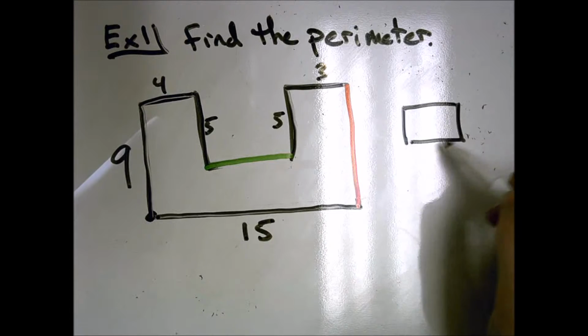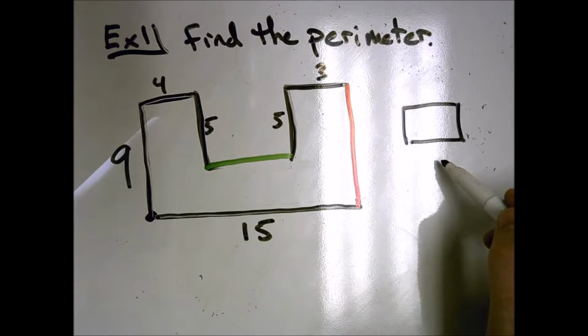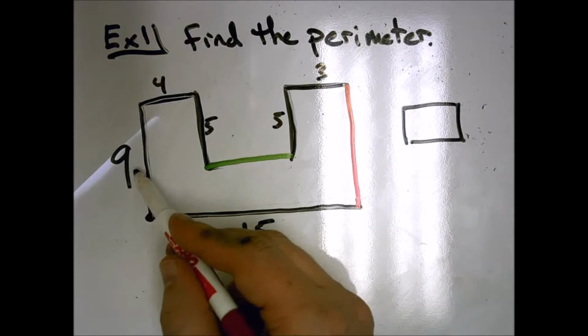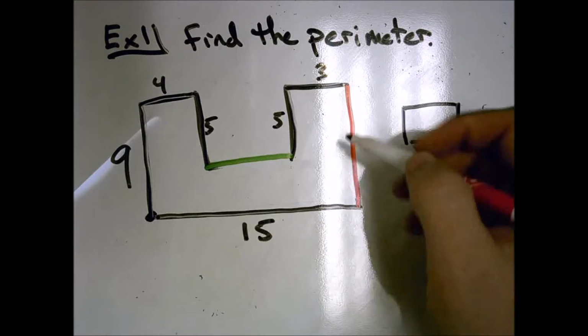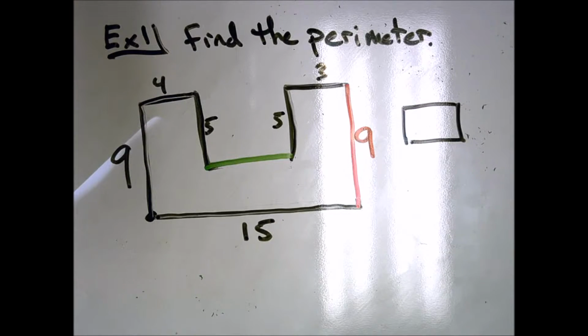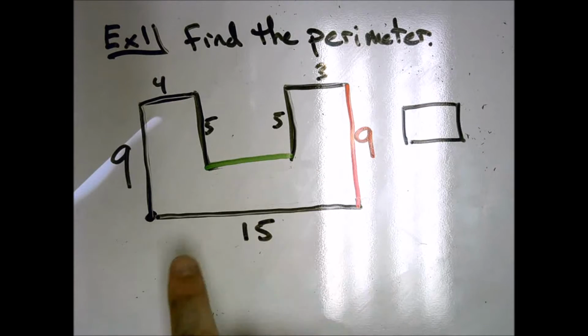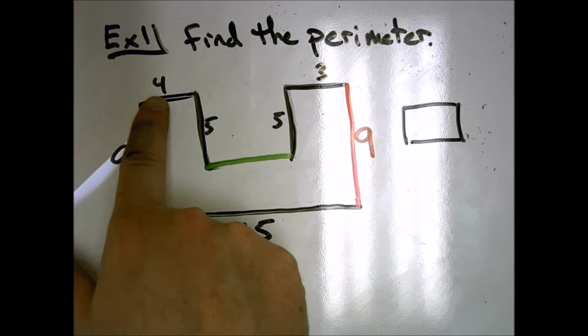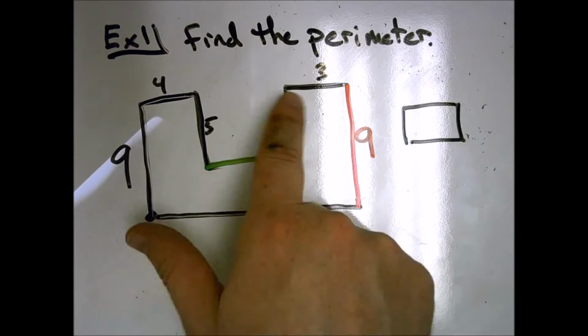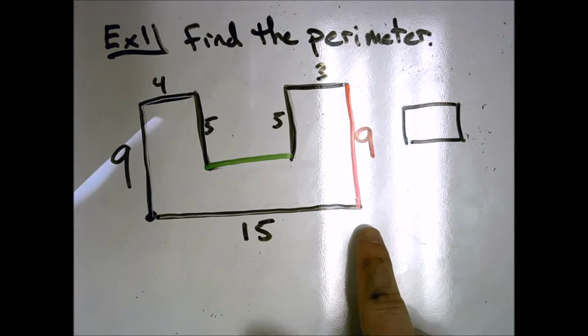First, if the basic shape is a rectangle, opposite sides are the same. So this red side here is opposite the 9. Its length is also 9. For this missing part in green, if you notice, the top should be the same as the bottom.